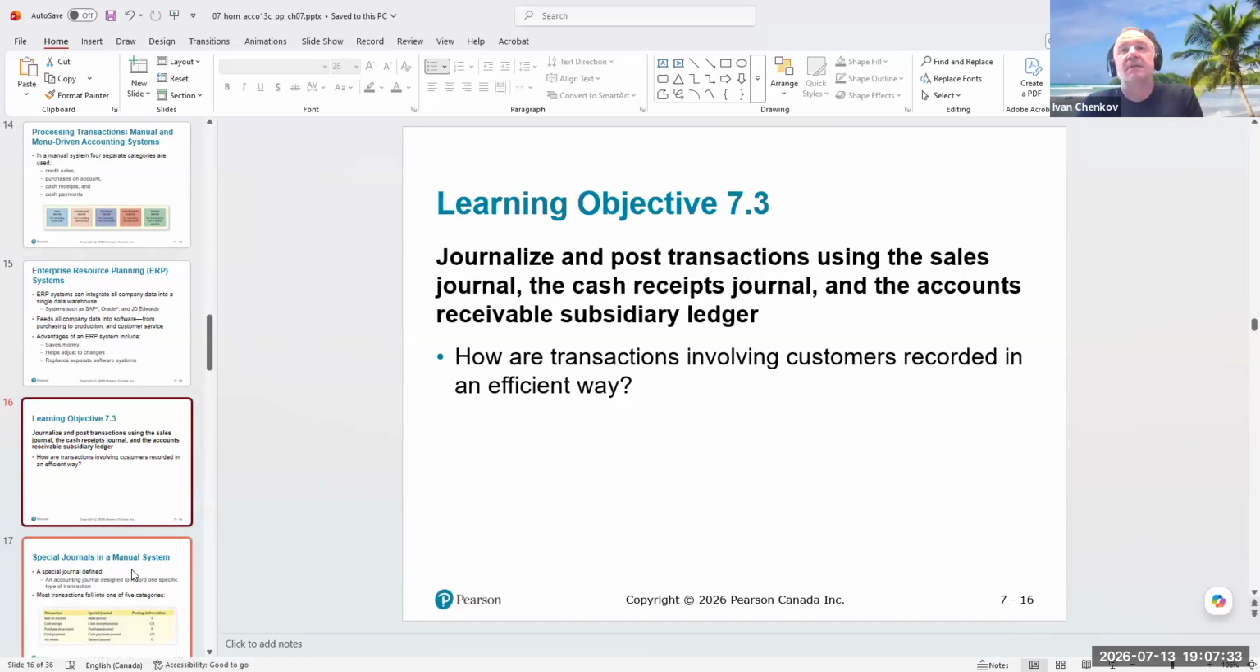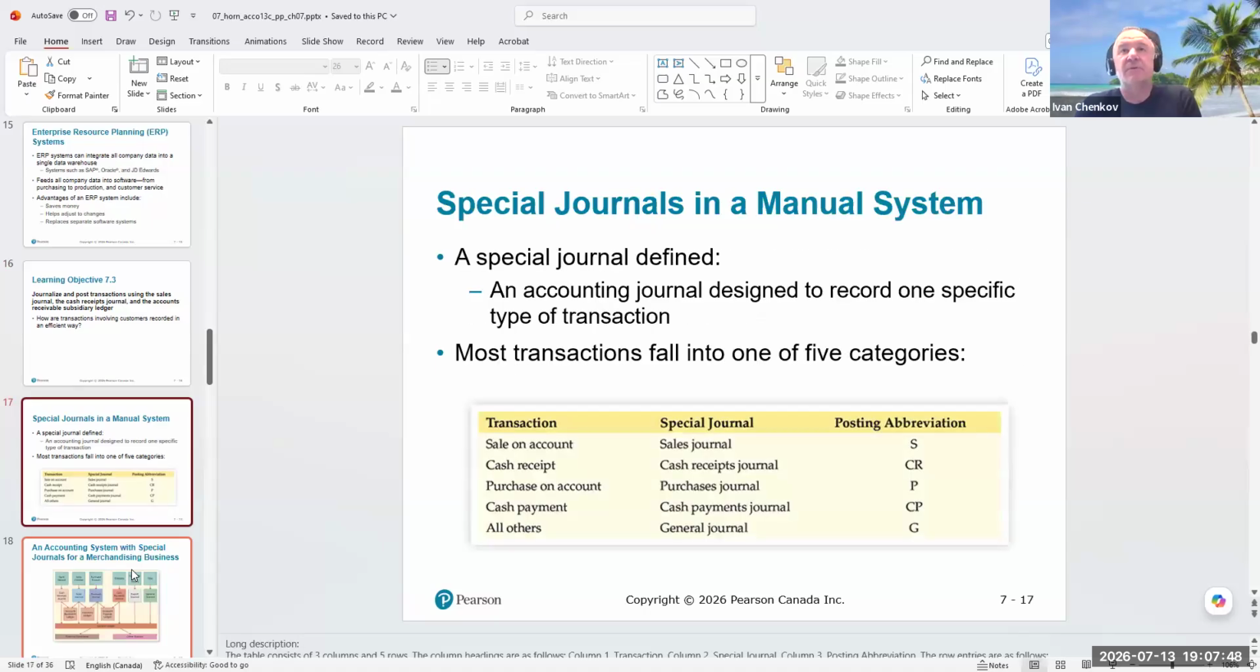So how are we going to generalize in posting the transactions? Are we going to post transactions which involve the customers' records? We're going to start with the sales, obviously, and for that we need the sales journal. And in a manual system, if you're running a manual system, we're going to have a special journal, which is an accounting journal designed to record all the specific types of transactions.